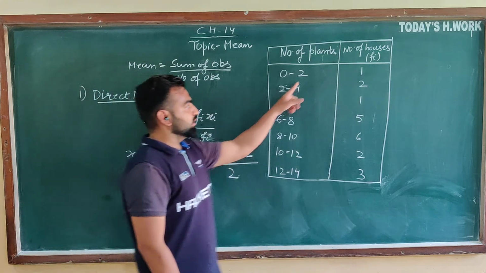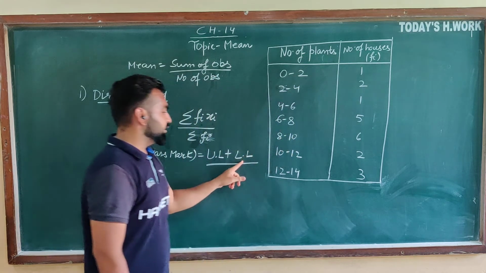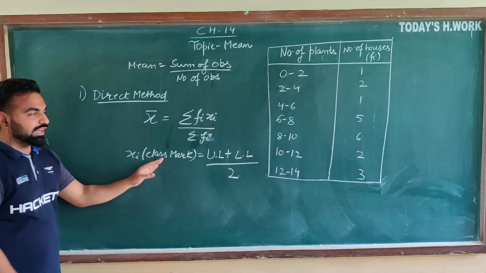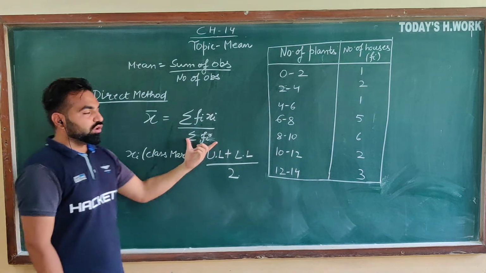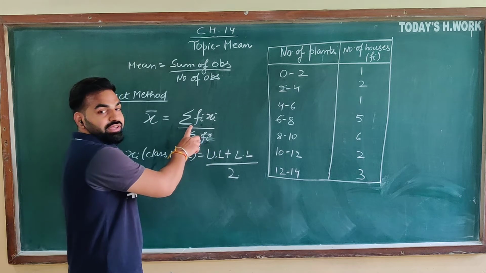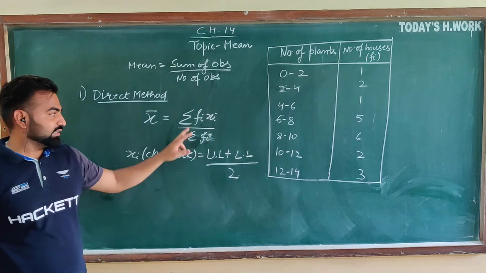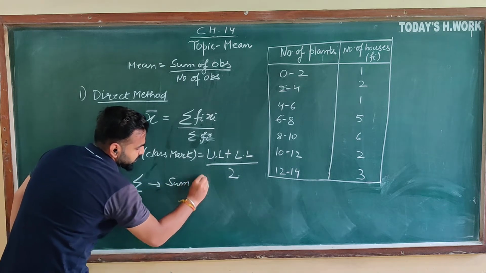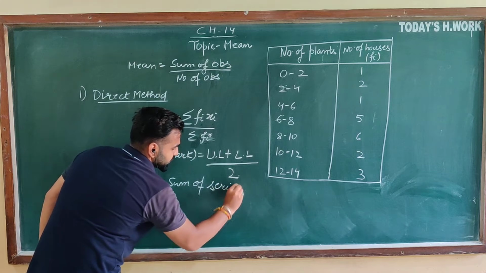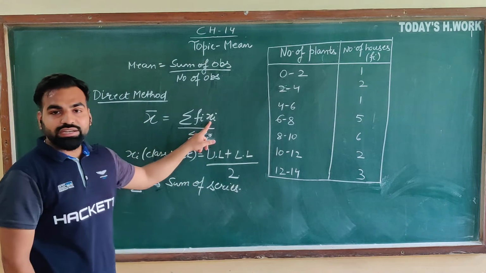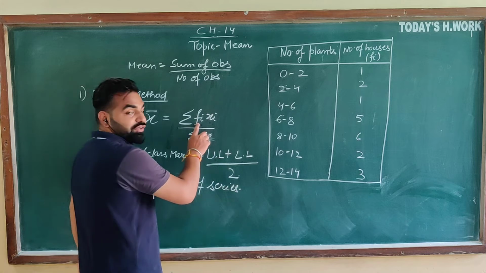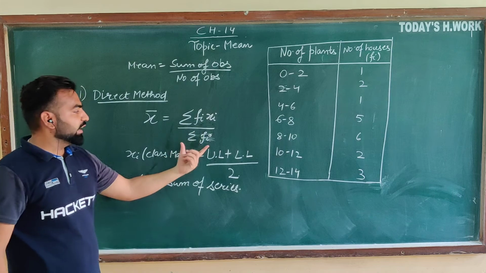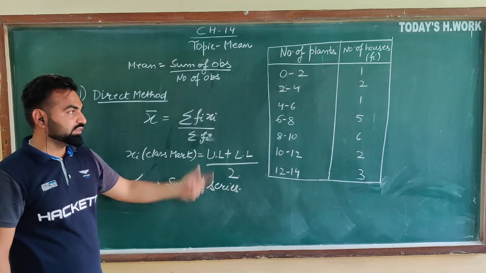What is the upper limit? The highest number here in the class interval. And what is the lower limit? The first number in the interval. So this is the class mark, fi is the frequency. So according to the formula we have to calculate the summation of fi xi. Summation means this sign which is called sigma. This is equal to sum of series. So first we have to calculate xi, that is class mark. Then we will calculate fi into xi. We will take the summation of fi xi and we will take the summation of fi, that is frequencies.